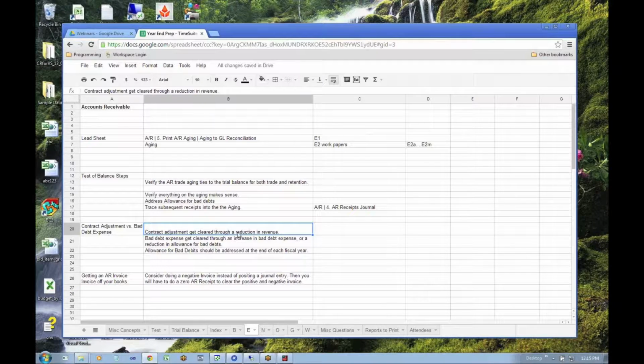To get that $50,000 off the books, you need to do an adjustment, and it's not going to be bad debt expense. It's going to be an increase in your cost of doing the project. So you're going to debit, for example, other job costs and credit your accounts receivable, or you might do a negative invoice to other job costs rather than to revenue. That would be appropriate.